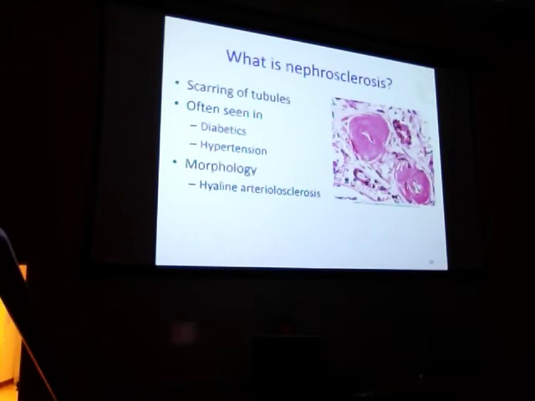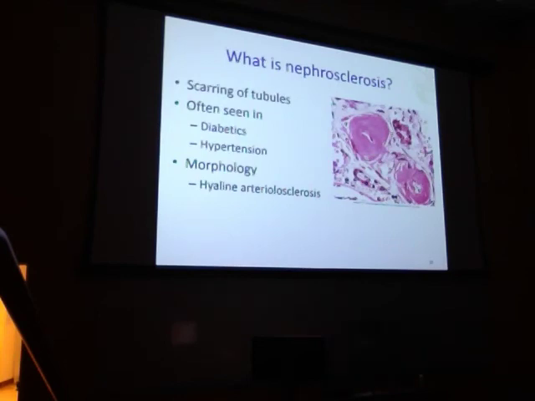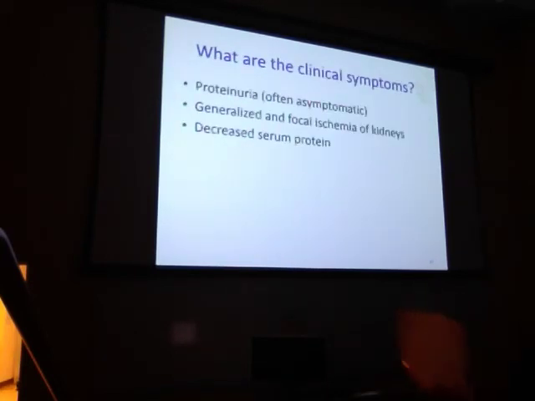Okay? So what happens clinically? Well, we get protein in the urine. We often see ischemia of the kidneys in very specific areas. If I go back to this histology, you can see these two are affected, but this one right here is not. So you're not going to get global ischemia. You're going to get what we call focal ischemia.